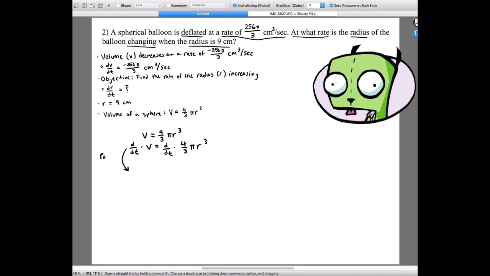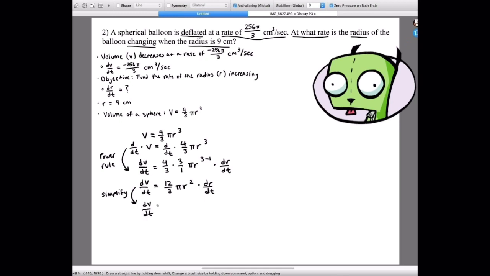After you use the power rule and multiply the things together, you get dV/dt equals 4/3 times 3, which is the same thing as 3/1, πr to the power of 3 minus 1 times dr/dt. So if you solve that out, you get dV/dt equals 12/3 πr² times dr/dt, which you simplify to dV/dt equals 4πr² times dr/dt. Then you plug in the known values.